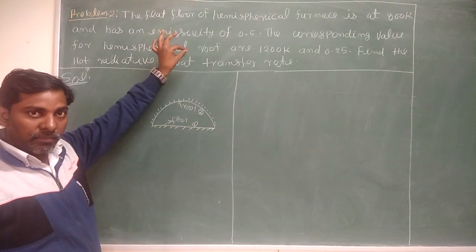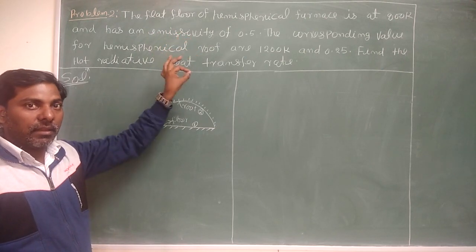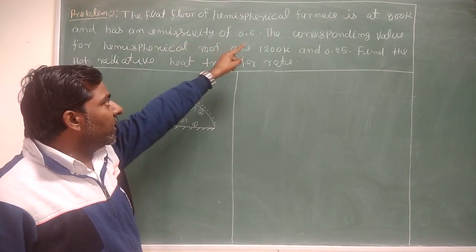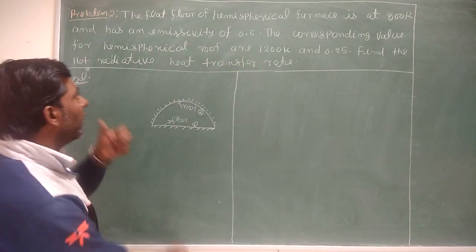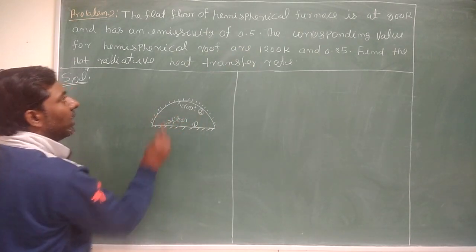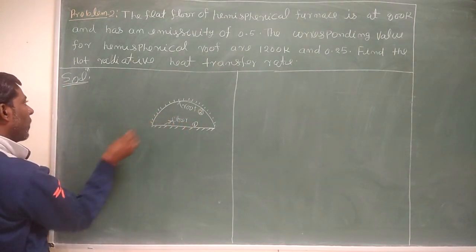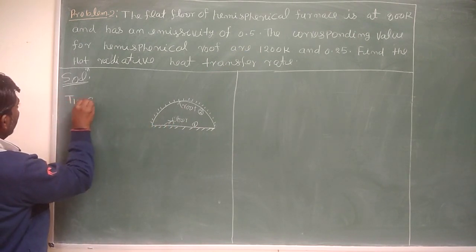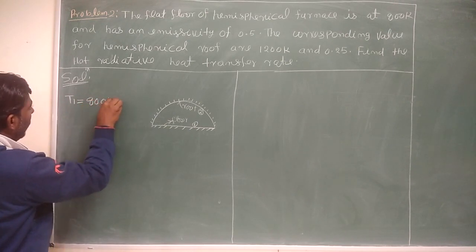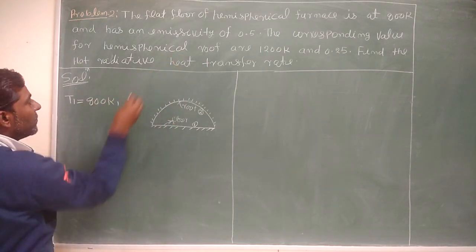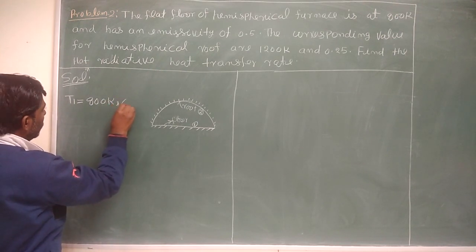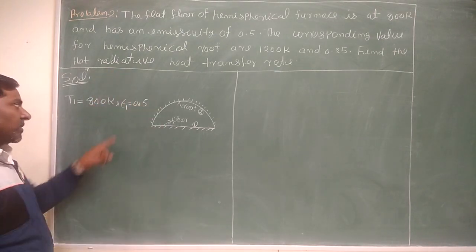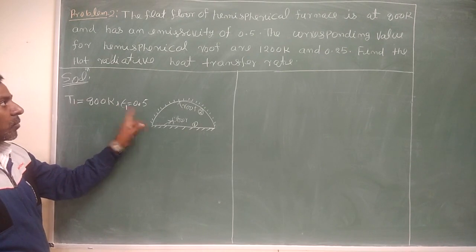Now read the question very carefully and then write the data in the usual notation. The flat floor of the hemispherical furnace is at 800 Kelvin. So this flat floor is surface 1, with temperature T1 equal to 800 Kelvin and emissivity of 0.5. So epsilon 1 is 0.5.